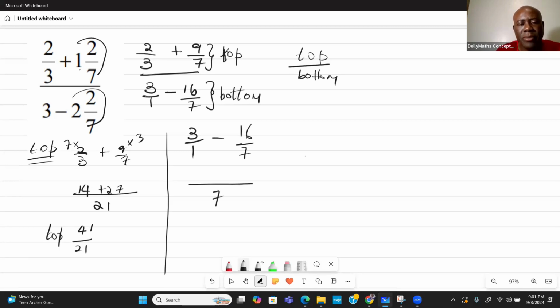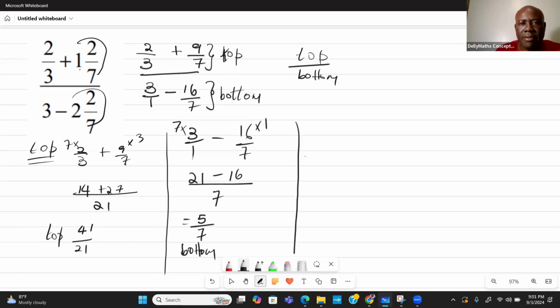My LCM is 7. 1 into 7, that's going to go 7 times 3, 21. 7 into itself is 1 time. 1 times 16 is 16. So 21 minus 16 will give me 5 over 7. And this part was for the bottom part.